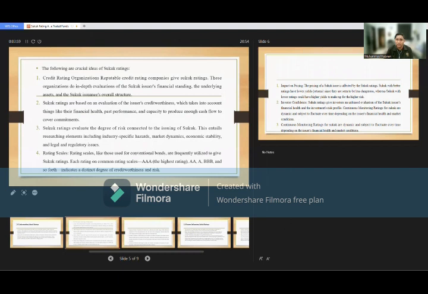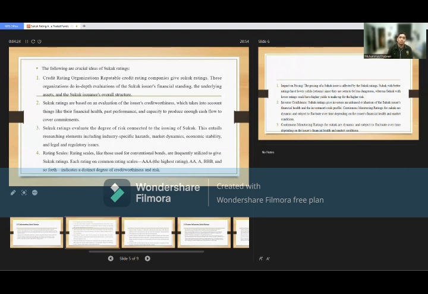In this Sukuk, the first thing is a reputable credit rating organization. A credit rating company gives Sukuk ratings. This organization does in-depth evaluations of the Sukuk issuer's financial standing, the underlying asset, and the Sukuk issue's overall structure.